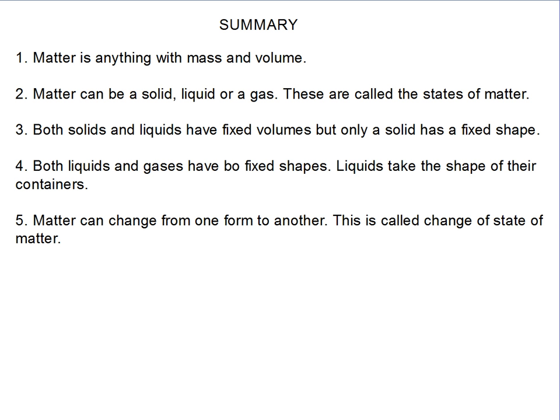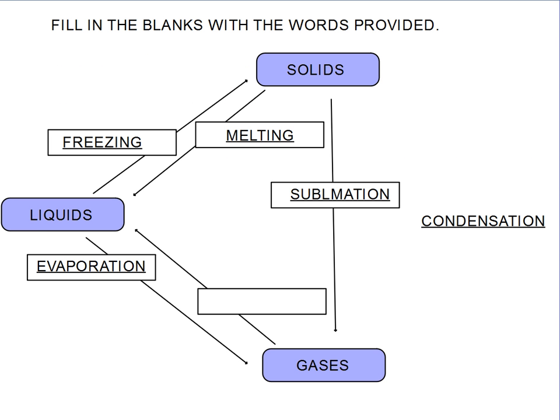Okay, matter can change from one form to another. This is called change of state of matter. And then we identified the terms used for each change of state. From liquids to solids, we say we are freezing. From solid to liquid, we are melting. From liquid to gases, we are evaporating. Condensation should have stuck here. From gases to liquids, we are condensing. And then from solids to gases, sublimation is taking place.